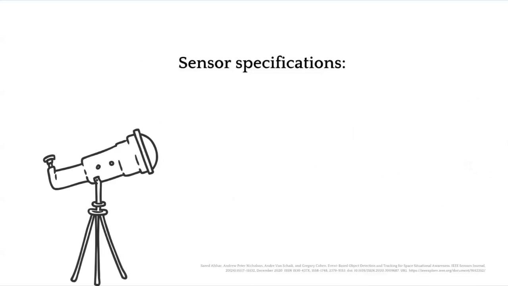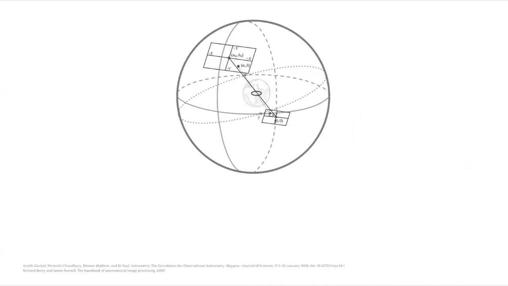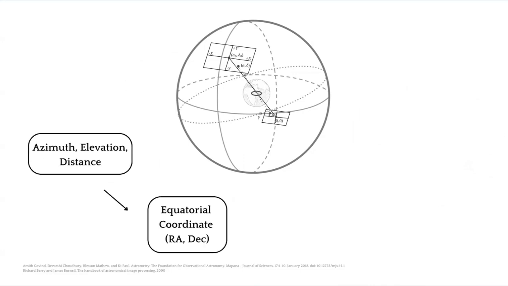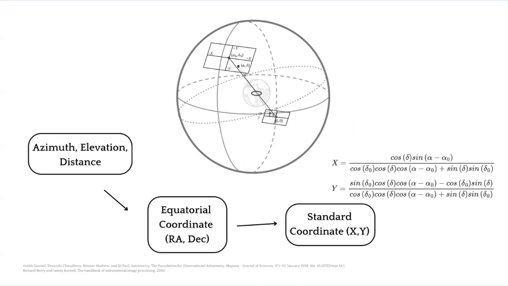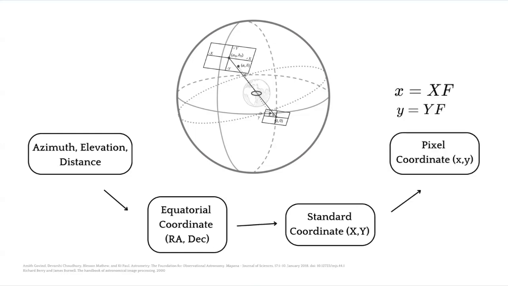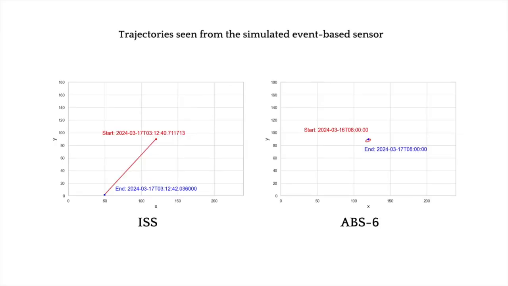We then perform a Mercator projection to accurately map their trajectory from a 3D sphere to a 2D plane. This involves transforming azimuth and elevation values to the equatorial coordinates, then to the standard coordinates, and lastly to the pixel coordinates. This gives us the final satellite trajectory seen by the sensor.